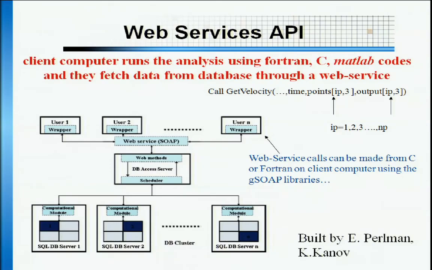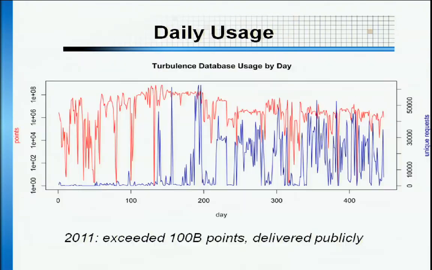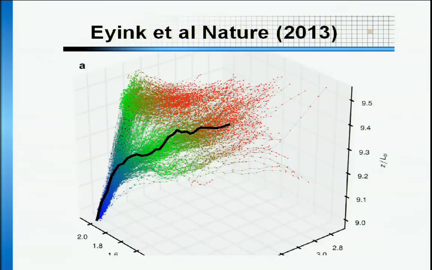And then this is kind of the web services API. So there is a set of server nodes, and then there is an access server and scheduler, and then all the users come in through a web services portal. Anyway, this is a typical daily use. So on a typical day, we deliver about 100 million points to the world. And it's being used from all over the world. And in 2011, we already exceeded 100 billion points delivered from the Turbulence database.